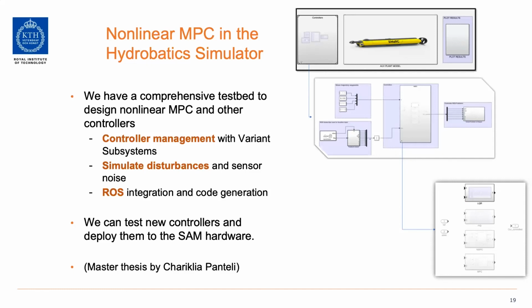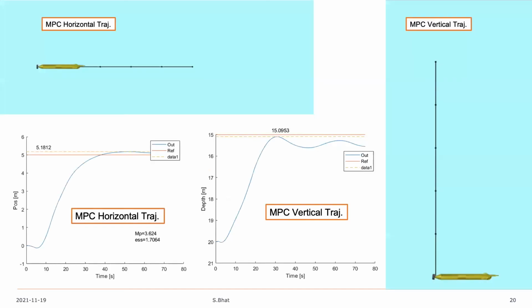We can simulate disturbances, and it's also very tightly integrated with ROS. We can publish and subscribe to ROS topics. We can also generate C code and deploy it onto hardware. So this whole ecosystem, I think we're very excited to actually use it and test it out in the field somehow. Here are a couple of results that Chariklia generated.